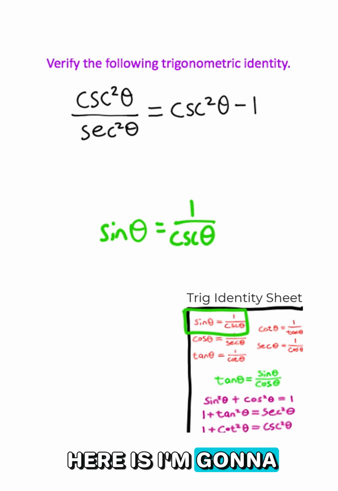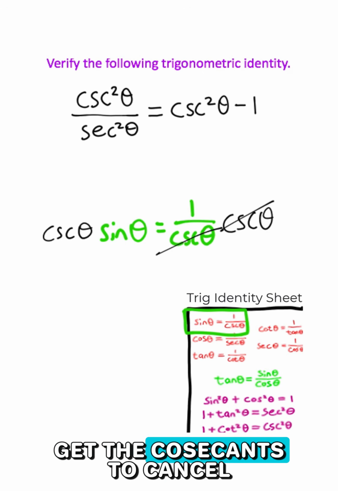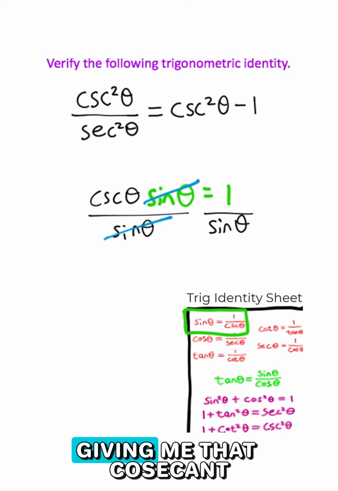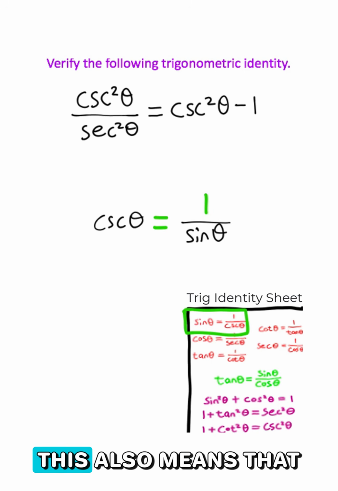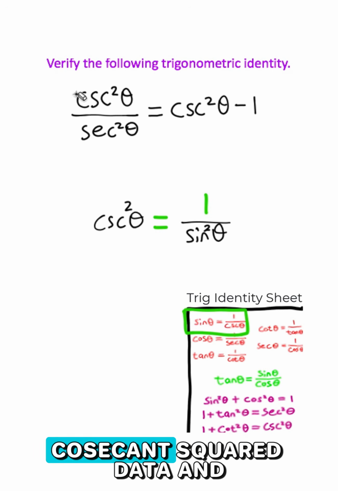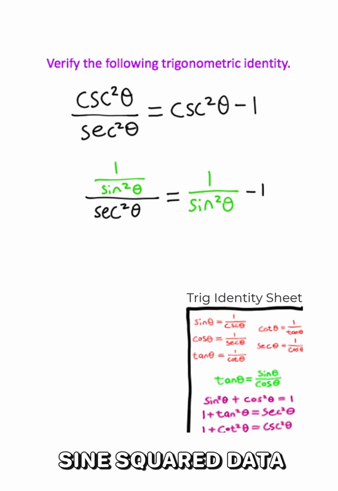So what I'm going to do here is take the cosecant and multiply it on both sides. That'll get the cosecants to cancel. Then I'm going to divide both sides by the sine of theta. That'll get the sine of theta to cancel, giving me that cosecant is 1 over sine theta. This also means that cosecant squared is 1 over sine squared theta. So I can take everywhere that I see cosecant squared theta and plug in 1 over sine squared theta.